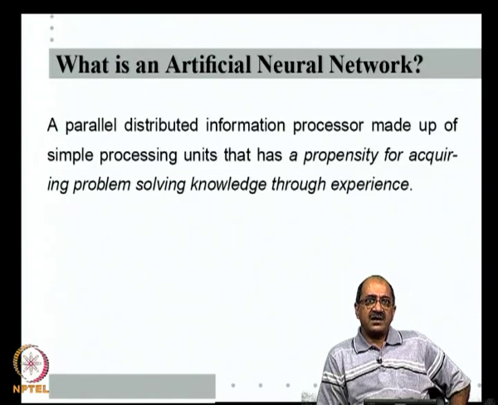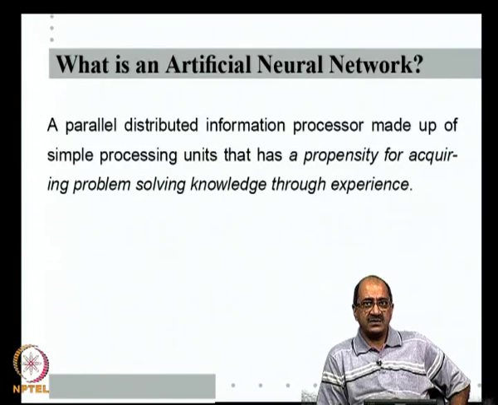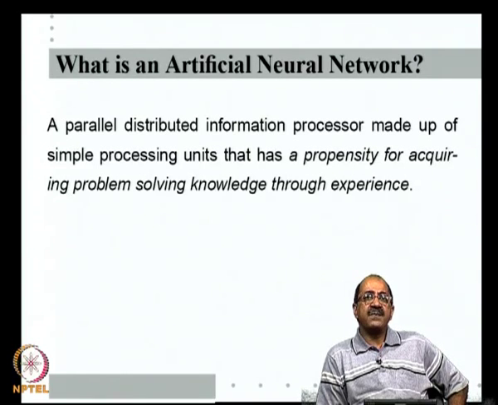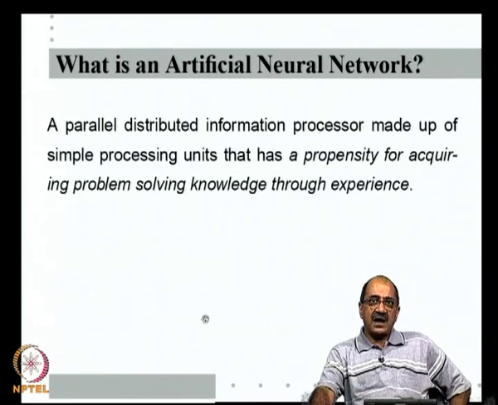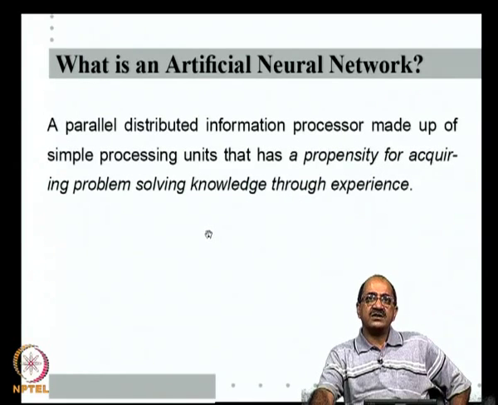So, one way we can define artificial neural networks is a parallel distributed information processor. It's an information processor. It's a kind of computing machine which is both parallel and distributed, and it's made up of very simple processing units. It's parallel in the sense there are many processing units, but each processing unit is not very complicated. It does not have, for example, huge stored program capability. It can only represent very simple input output functions, but there are many such processing units. So, it is a parallel processor made up of a large number of simple processing units, and as a whole it has a propensity to acquire knowledge through experience.